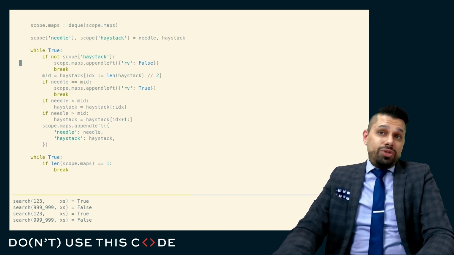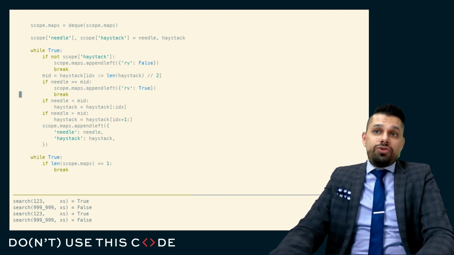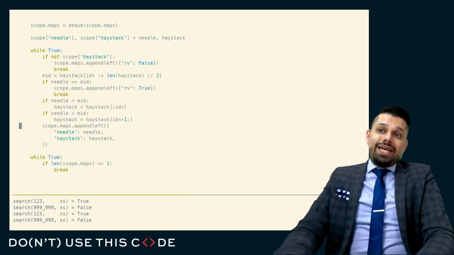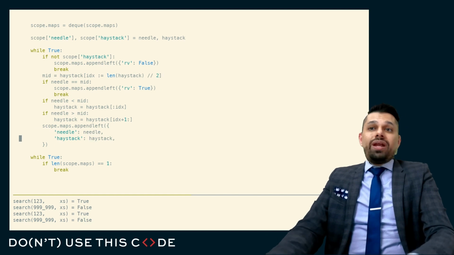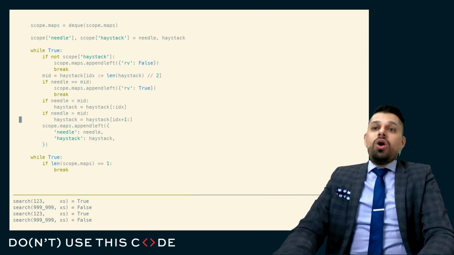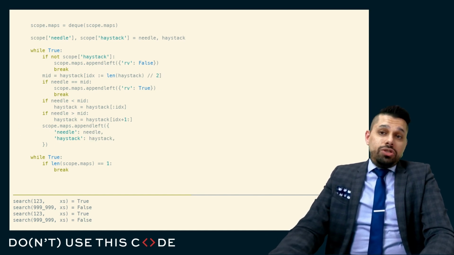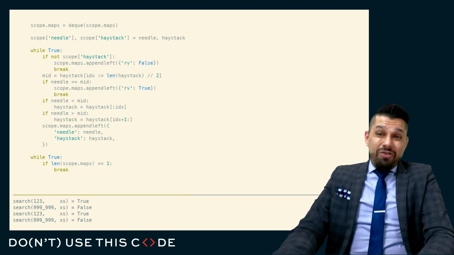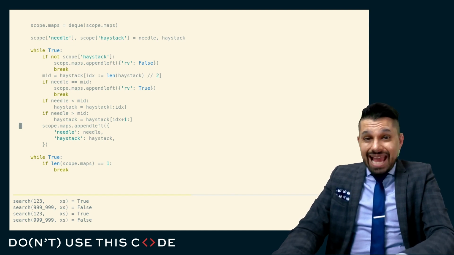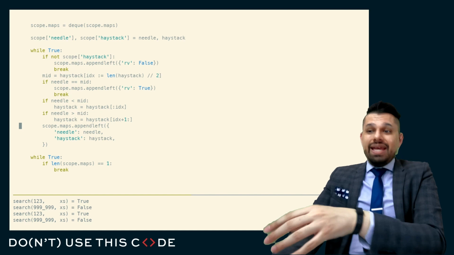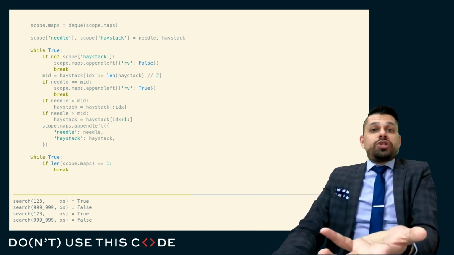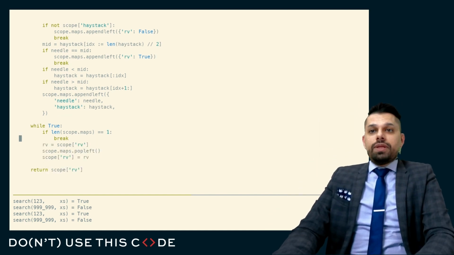So either I append the return value of false or I append the return value of true, or I just update my local scope with whatever the haystack has changed into, whatever the needle has changed into, whatever the local variables have changed to. And really all I'm doing is the exact same thing that the Python interpreter is doing, except I'm doing it explicitly with a collections.deque and a collections.ChainMap.